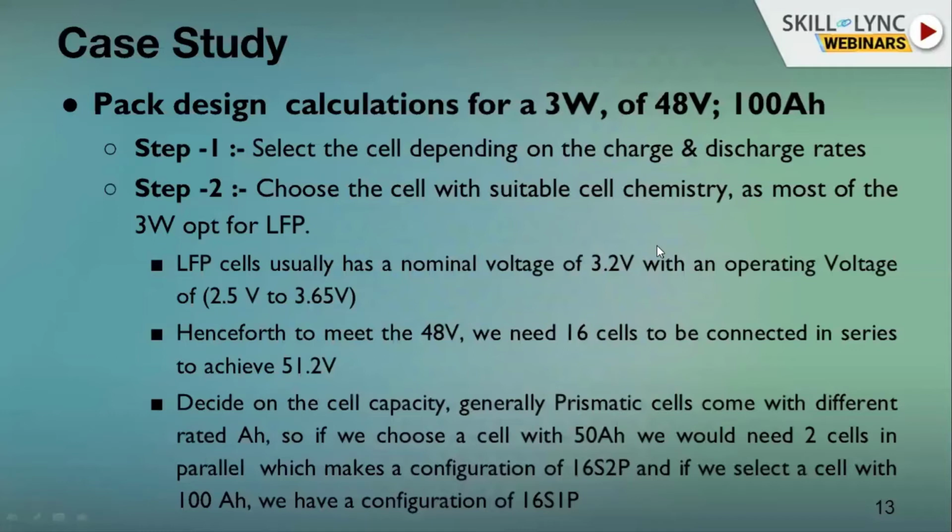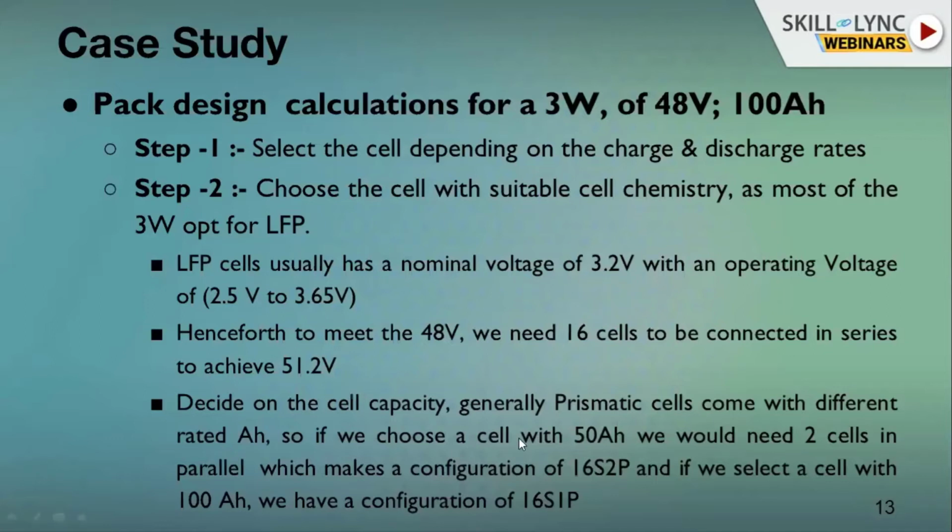So as I've mentioned, the nominal voltage is 3.2 volts and the operating voltage is 2.5 to 3.65. Therefore, we need 16 cells connected in series to get the 48 volts. If you connect 16 cells in series, it will give 51.2 volts, which is good. Actually, it's 48 volts and 100 Ah, which is 4.8 kilowatt hour. But because we are connecting 16 cells in series, it's 51.2 volts. So we are actually getting an energy of 5.1 kilowatt hour, which is good. Having extra energy is always good compared to matching it tightly.